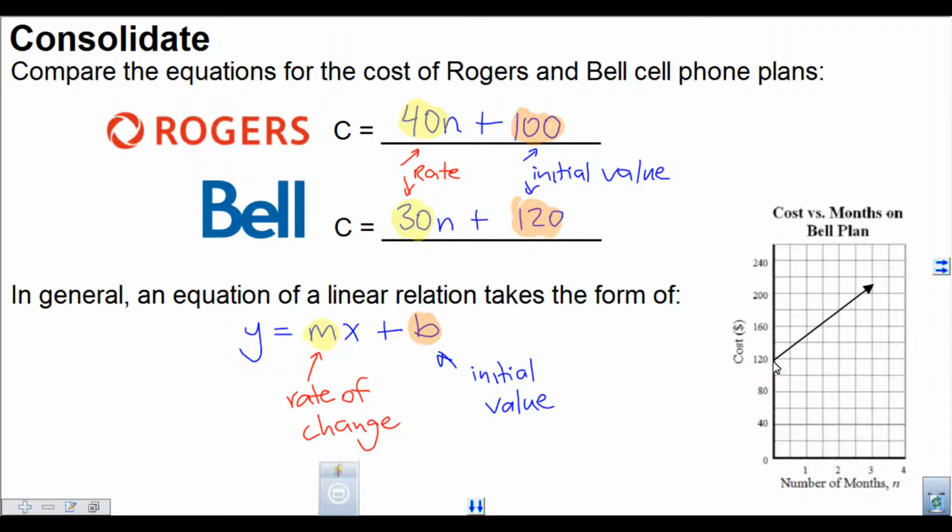Now, remember the initial value we found over here on the graph. So that point here, where the graph hits the y-axis, we also call that the Y-intercept. So if we see it on a graph, we can also call it the Y-intercept, but in general, it's also called the initial value. So this in general is how we build equations, and we'll refer to y equals mx plus b quite often.